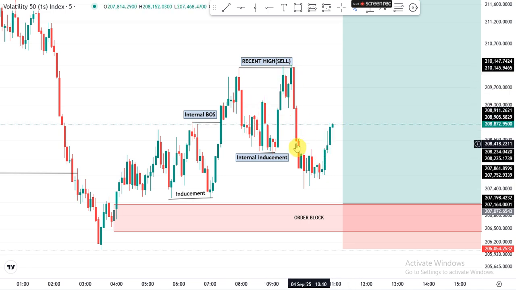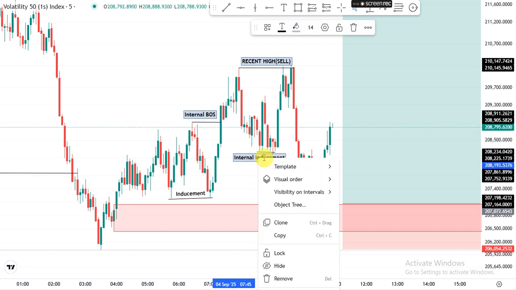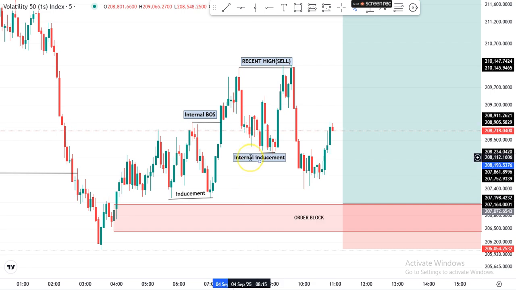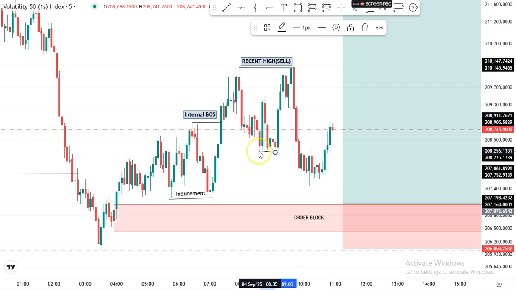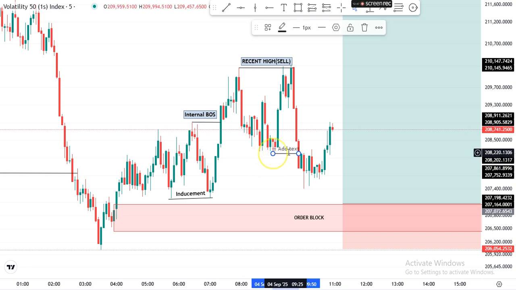So here right now, the market had already given us another break of structure. Another break of structure right here. Let me delete this so that you can see. The market has given us another break of structure right here with this strong bearish candle. This alone confirms that the market is selling.